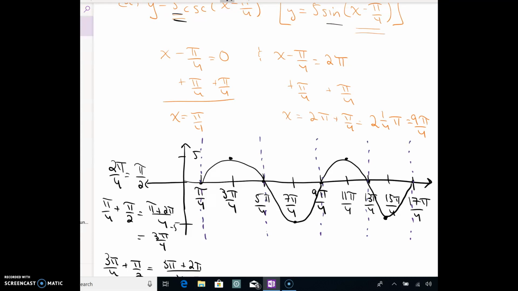Now, another cute thing to remember when you're graphing these functions is that all of the zeros become vertical asymptotes, and all of the peaks, see we have a peak up here, now become valleys. All right, so that's what that piece of the function looks like.